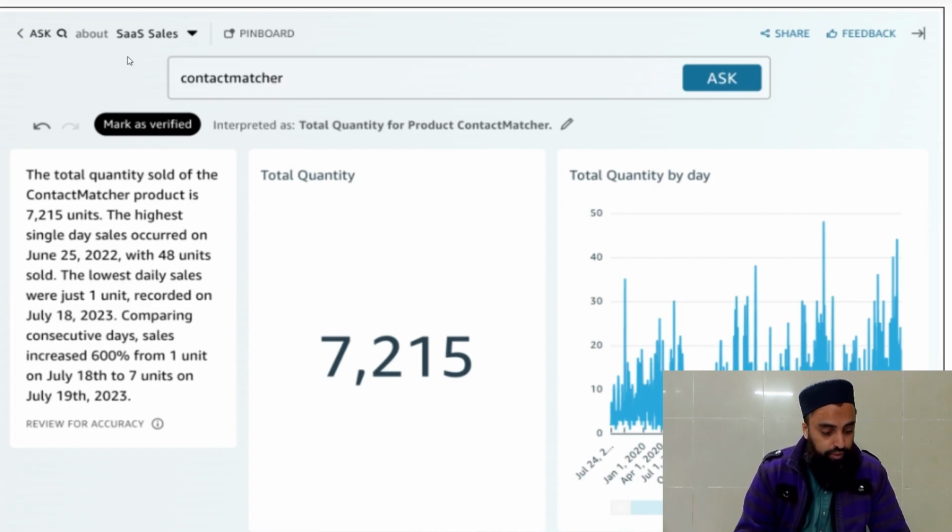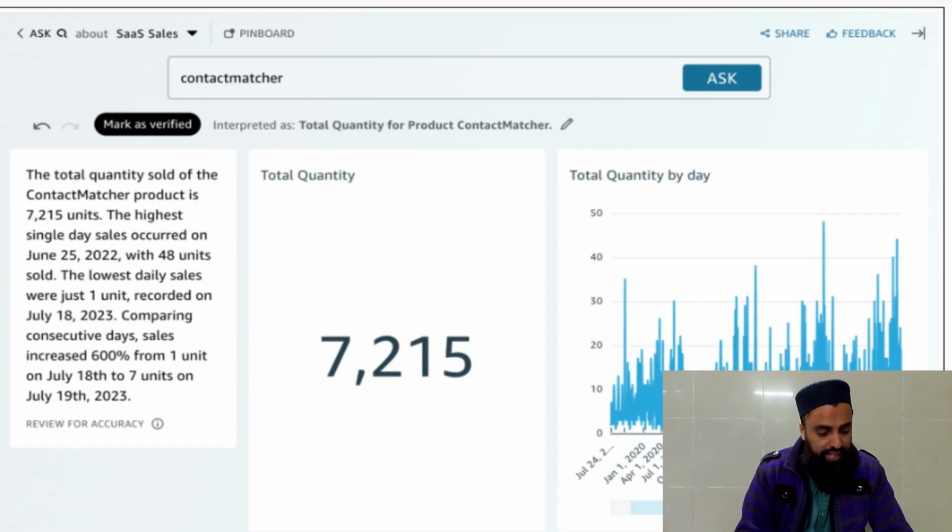For instance, this is the screenshot of a SaaS product, software as a service, and this is the product name. For that specific product, I got the whole information with the help of the dashboard, and the total quantity of the items that were sold. Also you can see I have the information about the lowest daily sales and the highest daily sales. So that's how I can use Amazon Q in QuickSight for my products, to learn about the products, to learn about the sales and other stuff. So this is the Gen AI based Amazon Q in QuickSight service.